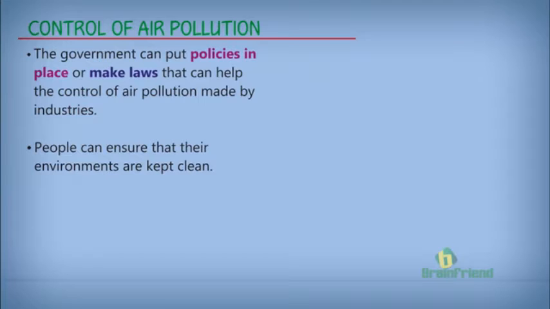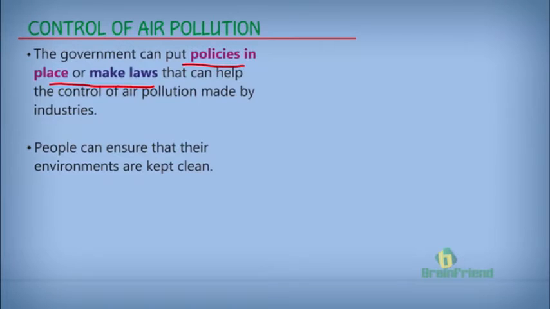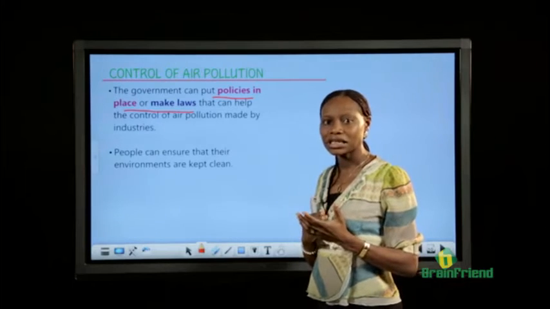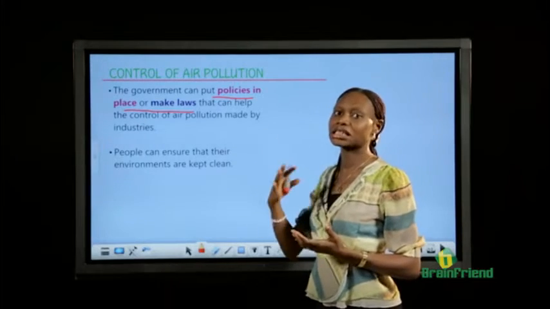Remember that we said that it's not very easy to prevent pollution completely, but we can actually control it. It's easier to control it. The government can put in place policies or make laws that can help us control air pollution. Take, for instance, the government can say industries that produce gases or things that are air pollutants should find a way to keep these pollutants from getting into the air. That can be a policy put in place by the government, thereby reducing the quantity of pollutants in the air.